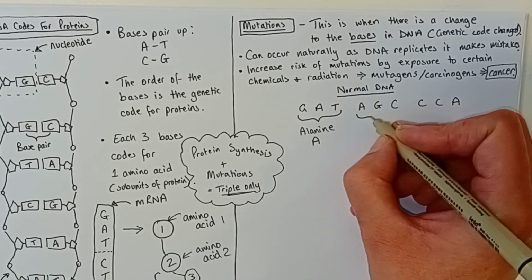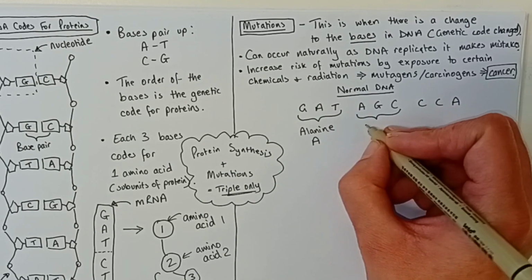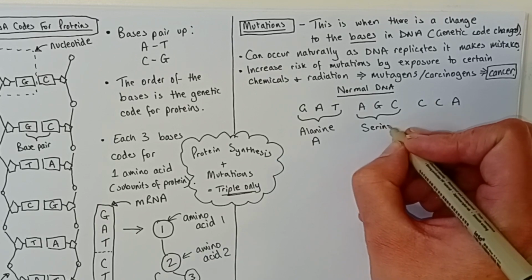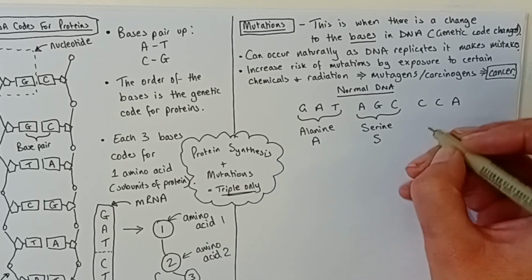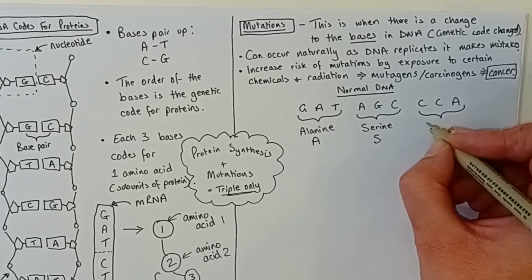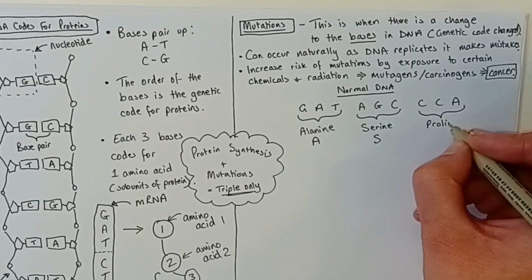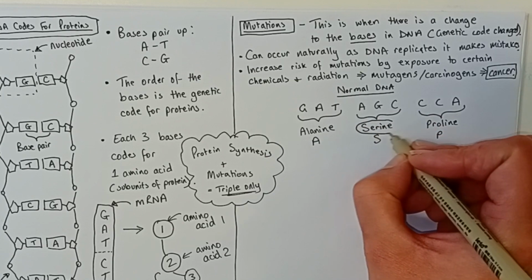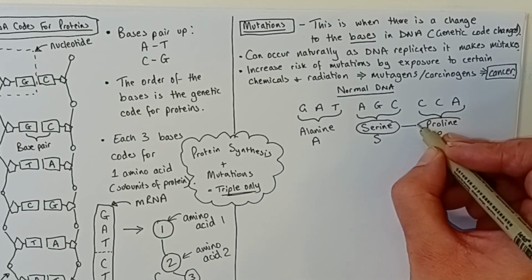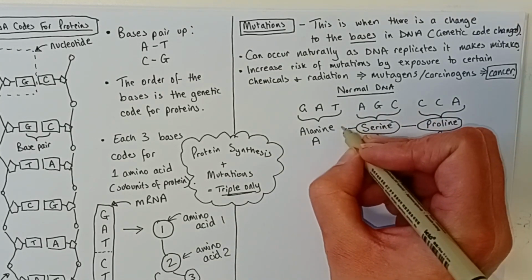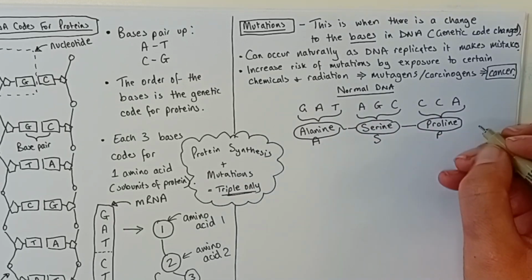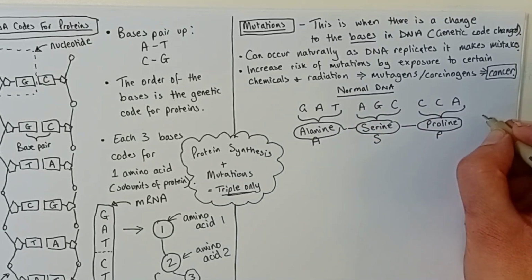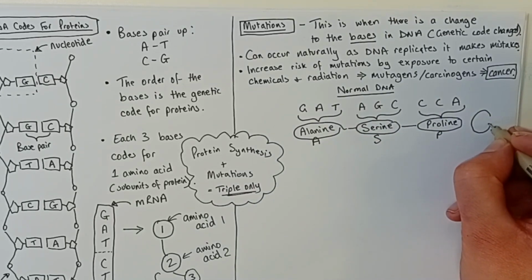This set of 3 should code for the amino acid serine. We'll call it S. And this set of 3 should code for the amino acid proline. We'll call it P. And these should join together like a string of beads and make part of a protein. Let's pretend that these amino acids are making an enzyme.